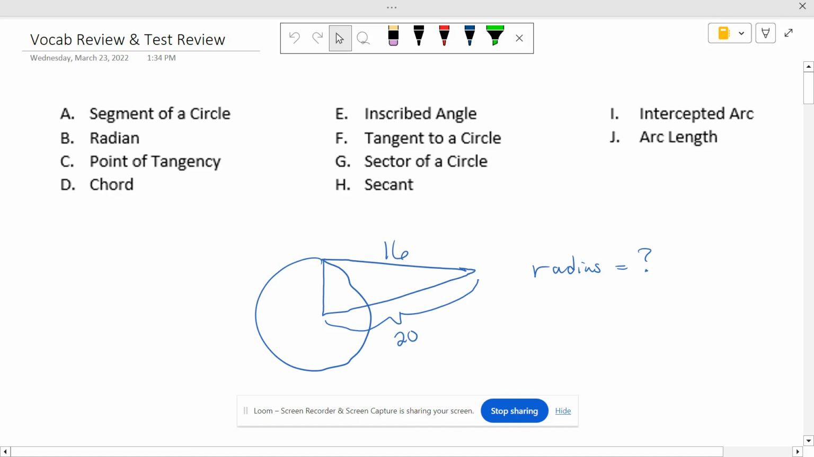On Monday, because you guys are Monday, Wednesday, Friday people, we will review and then take our vocab quiz over these 10 words. Okay? So these are the words that we're going to quiz on Monday.